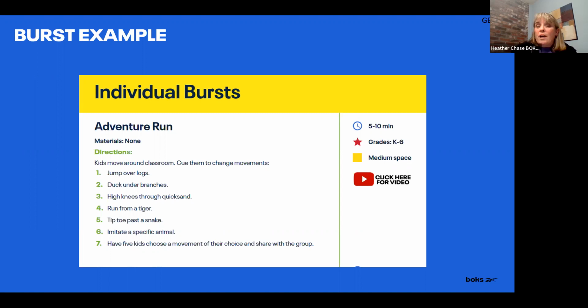Once you're on our document, you can click the link and get right to the video. This one is designed, as it says, as an individual burst, and it just needs one person, whether the trainer, the teacher, or even a student. If it was a student-run burst, they just cue everybody: all right, we're going to get up and we're going to jump over logs. You want to get the kids moving, pretending, in this one, high knees through quicksand, something like this. You just need somebody with a lot of enthusiasm who's going to make it really fun for the kids.